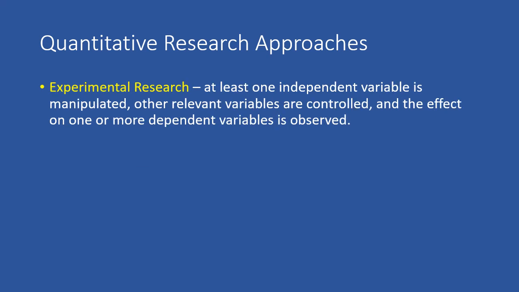In experimental research, at least one independent variable is manipulated, other relevant variables are controlled, and the effect on one or more dependent variables is observed. True experimental research provides the strongest results of any of the quantitative research approaches, because it provides clear evidence for linking variables. As a result, it also offers generalizability, or applicability of findings to settings and contexts different from the one in which they were obtained. Most of the research in science falls under this approach.